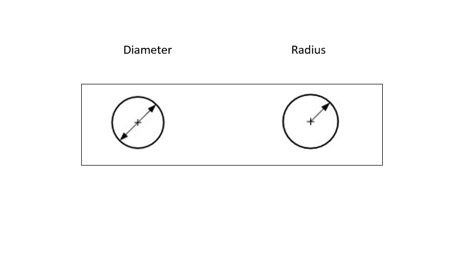The diameter goes from one end to the other, and an easy way to remember that is that diameter and the word distance both begin with the letter D. So we know that the diameter goes the distance, whereas the radius goes only from the center to the outside edge.